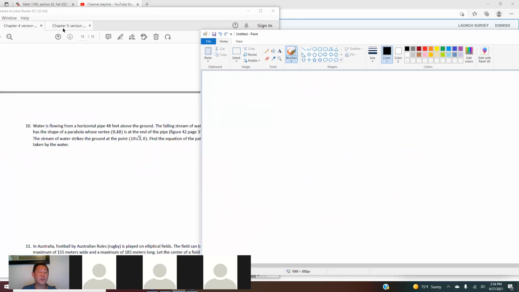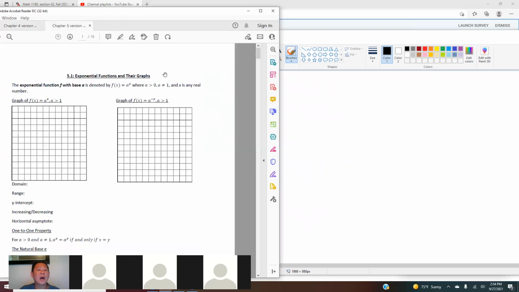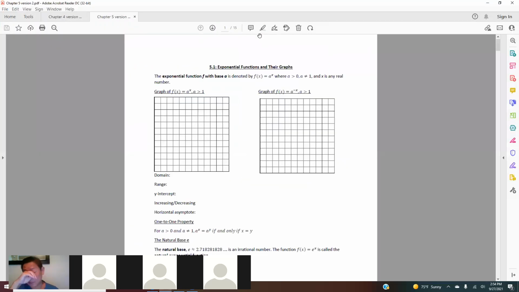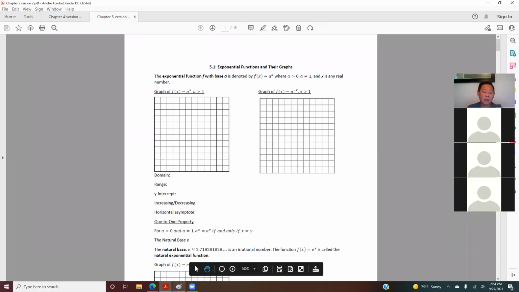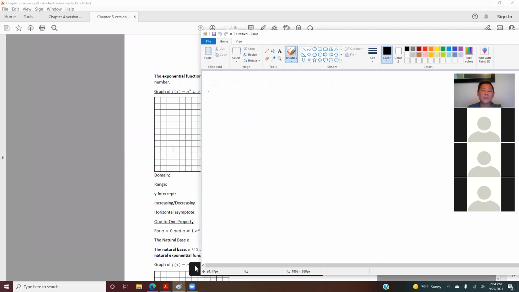So once you finish chapter 4, what is chapter 5? Chapter 5 is exponents and logs. So in 5.1 we talk about exponents, and then in 5.2 we talk about logs. They are inverse to each other. Last time when we talked about exponents, you just did something like 2 to the power of 2, or x to the power of 3, the polynomials and stuff.